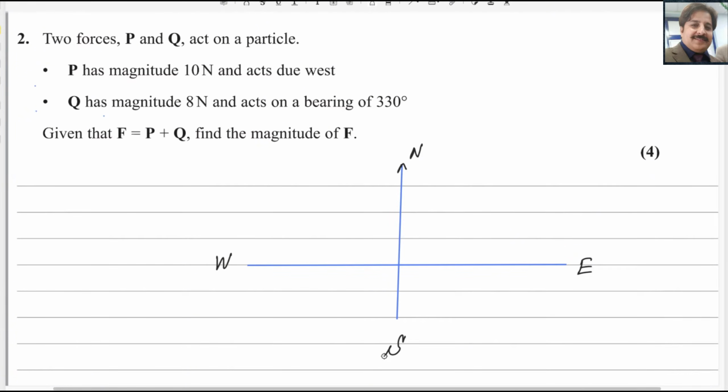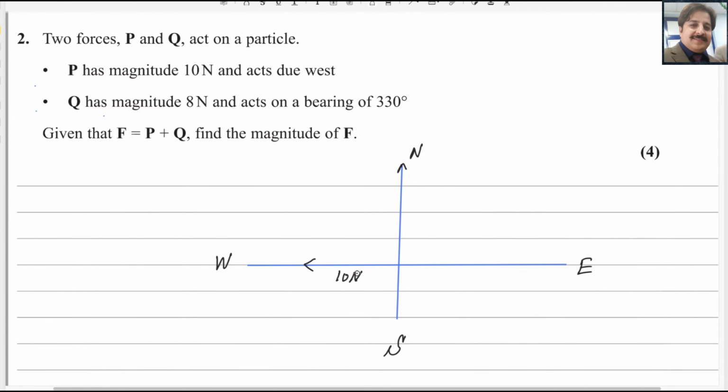Okay. Now, P has magnitude 10 Newton and acts due west. You can draw here force P. P is acting due west. And magnitude of this force is 10 Newton. This is force 10 Newton.